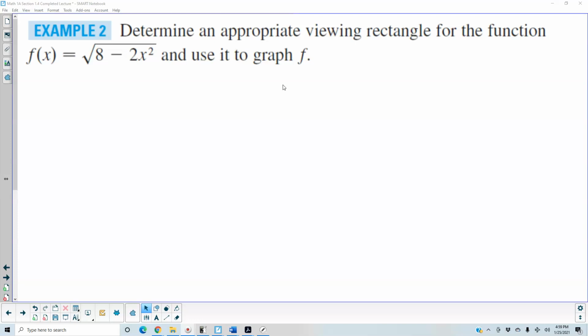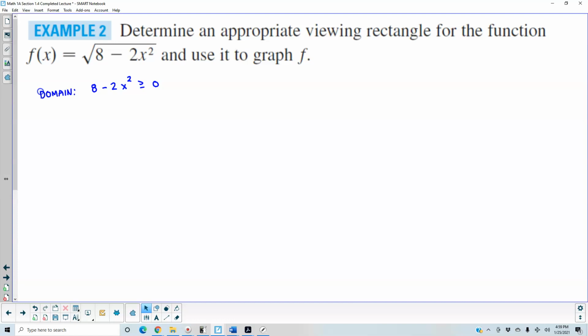So the best way to do that when we have a function like this is to use what we already know, which is to find the domain and the range of the function. So if we want to find the domain of this function, we know that the index is even, so that means the radicand 8 minus 2x squared must be greater than or equal to 0.